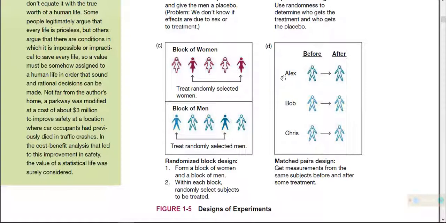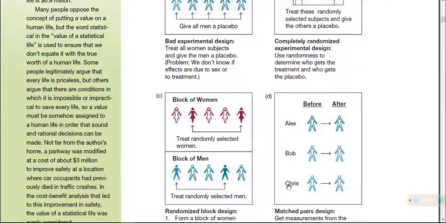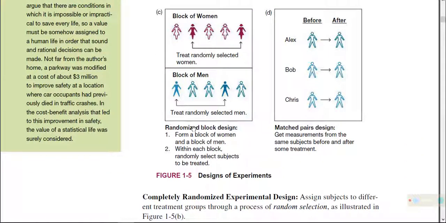C. Meron tayong randomized block design. Dito kasi sa completely randomized experimental design, may possibility na hindi evenly distributed or hindi proportional yung number ng women sample mo sa population. Tapos sa male samples, may chances din na hindi proportional yung number nila dun sa population. Pero pagdating dito sa randomized block design, you have to form a block of women and a block of men. Gagawa ka muna ng subgroup. And then within each block, randomly select subjects to be treated.